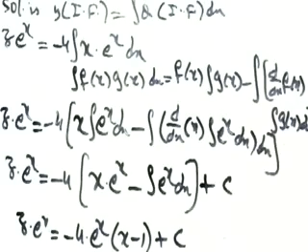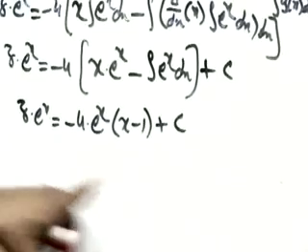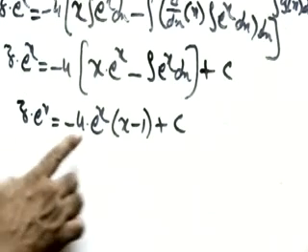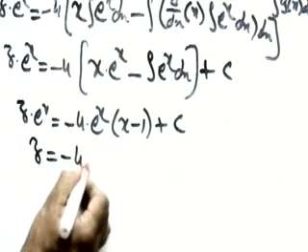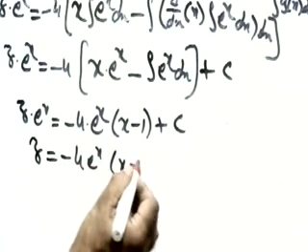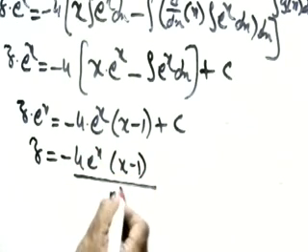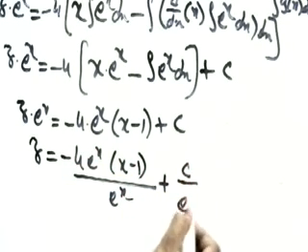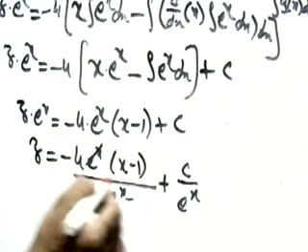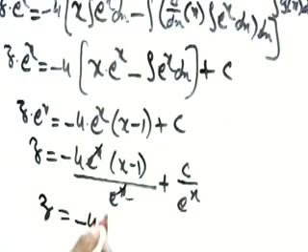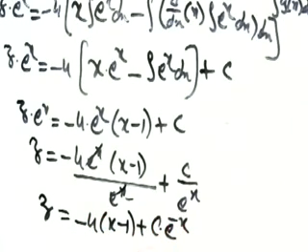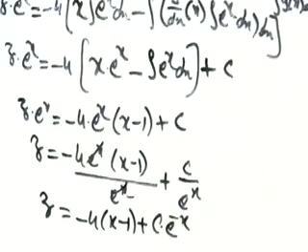Now we have to find z from here, so bring this e power x to the other side, where it will be divided. Divide this one and this one separately. So z equals minus 4 e power x into x minus 1 by e power x, plus c by e power x. Now this will get cancelled, and you bring this to the numerator. We get the value of z: z equals minus 4 into x minus 1 plus c into e power minus x.